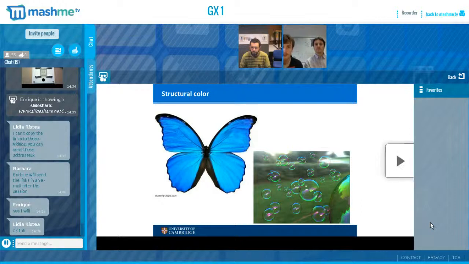This is different from pigments, which are chemical color, whereby the colored molecules absorb light. This is more reflection of light and interference, because light can be thought of as a wave. You can get interference between the peaks and crests of the light.